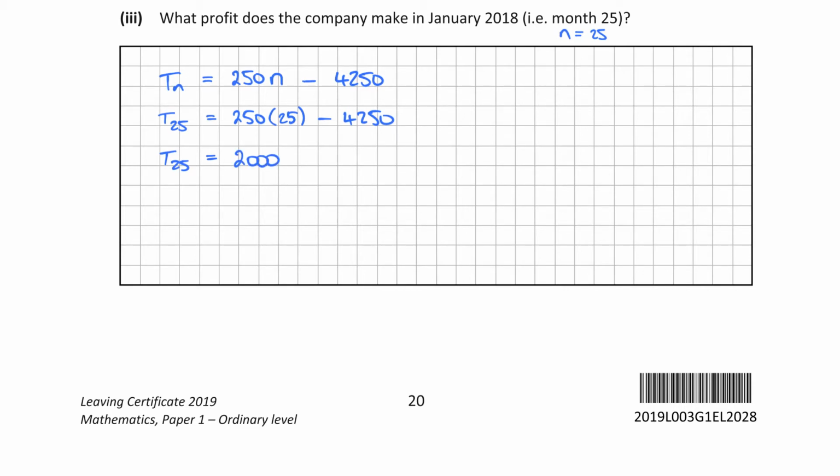So the profit that the company will make after 25 months, well, what they'll make in January 2018, which is 25 months in, they'll make €2,000 profit that month. So the answer is €2,000 profit. Okay, and if you got that correct, there was actually 5 marks going for that question.